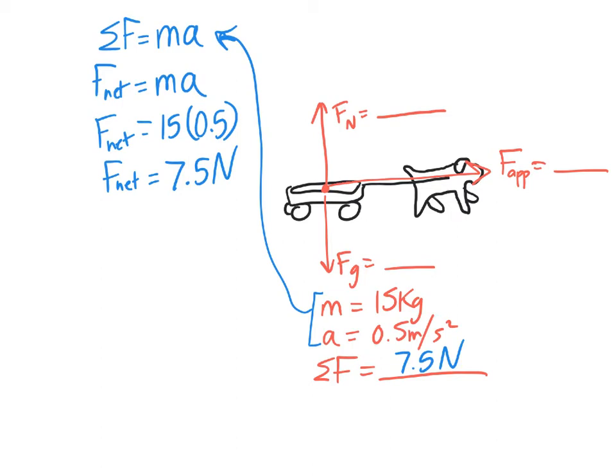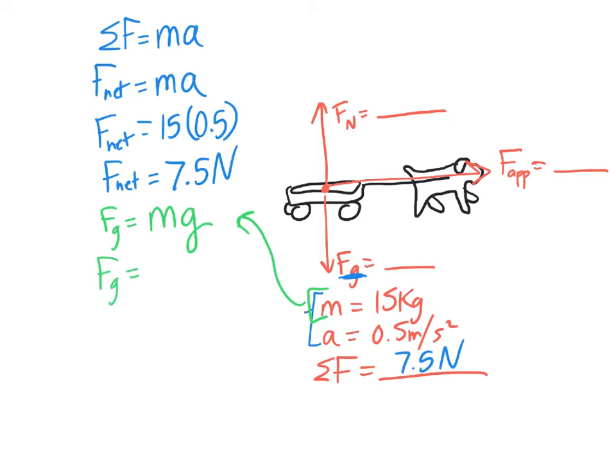The next one could be a little bit tricky. Let's go after force of gravity, okay? I want to do that because I know a nice easy equation for force of gravity, and that looks like this, okay? Fg, which is force of gravity, is equal to mass times gravity. So Fg is equal to 15 times 9.8. I'm going to stick that in my calculator, and I get 147 newtons, okay? So now I have Fg, 147 newtons.